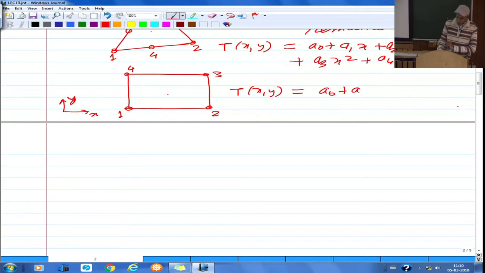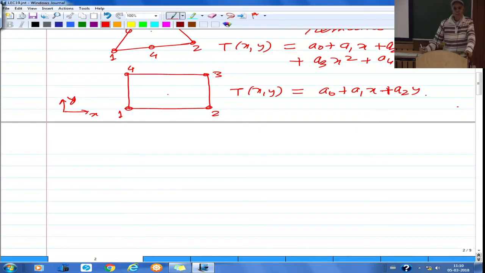So you can have a0 plus a1x plus a2y, you should have a constant term, you should have linear terms, and then what next? As of now, we have only 3 terms. We need to add one more term. So what should that be? Should it be x square? Should it be y square? Or should it be xy? Why should it be xy?